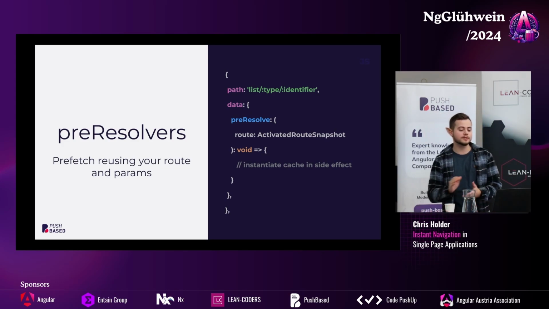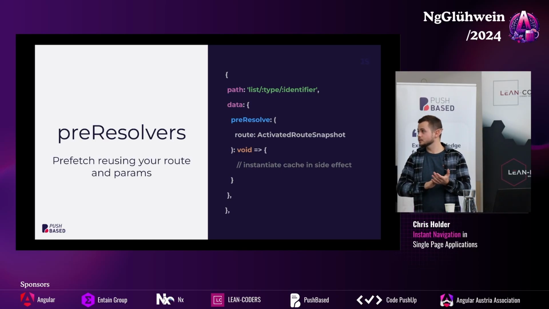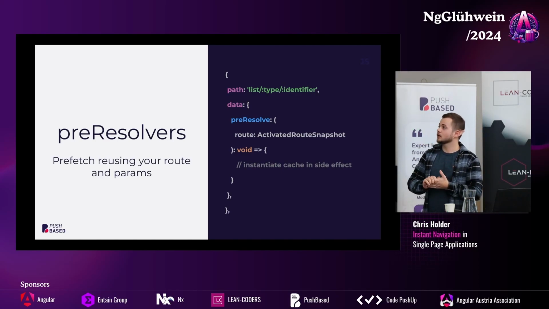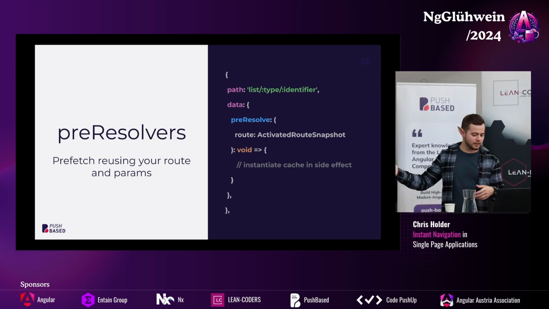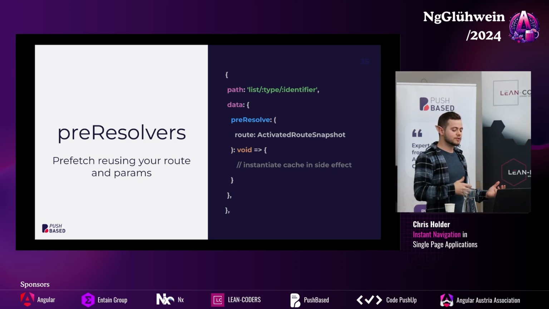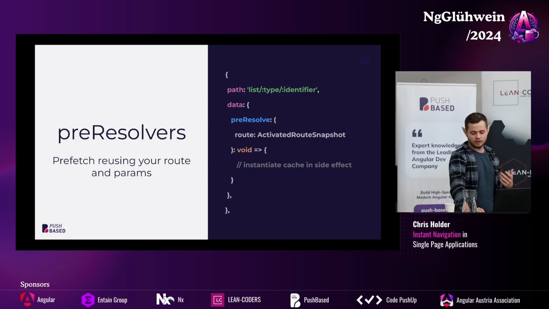This, of course, runs inside the injection context, which means that we can either run it from the injection context of the route itself or just the root injection context, allowing you to actually use services and not just functions for your application.